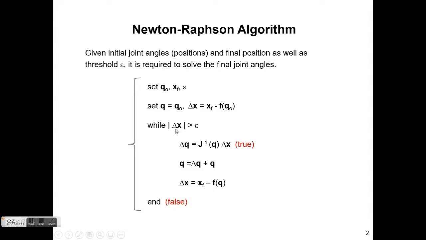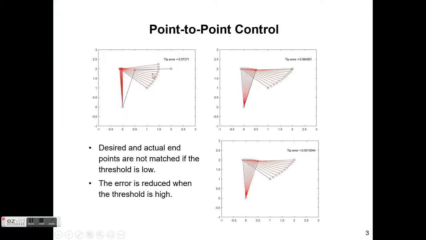Otherwise, if this tip error is smaller, then you define the threshold and jump out of this loop. And here's the example. You see here the threshold I define is small, it's lower, and your solution is kind of not accurate, right? As you increase the threshold, the iteration gets more accurate, like here, and this is even more accurate. So in other words, if we use the Newton-Raphson method, as long as you define your threshold high enough, you will be able to find the right solution.